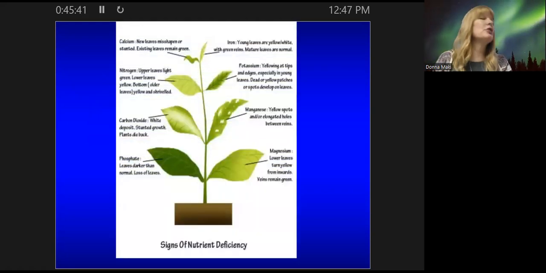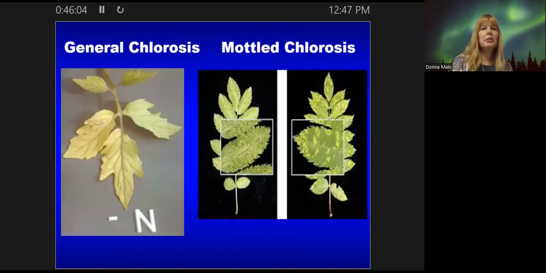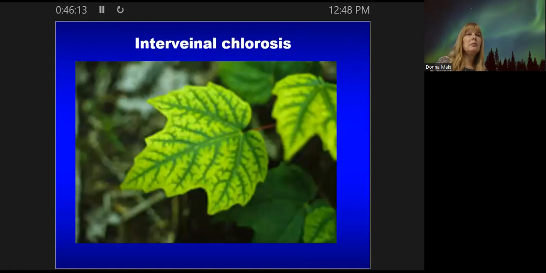So here are some visuals, just trying to show kind of general chlorosis, mottled chlorosis. I think I have a better picture of interveinal. So this is just showing some ideas and different, magnesium, for example, the lower leaves turn yellow. Veins remain green. That's not a very good interveinal, but here, let me show you some other pictures. So here's general chlorosis, evenly yellow, very good mottled chlorosis on the right there. Here's a really good interveinal.